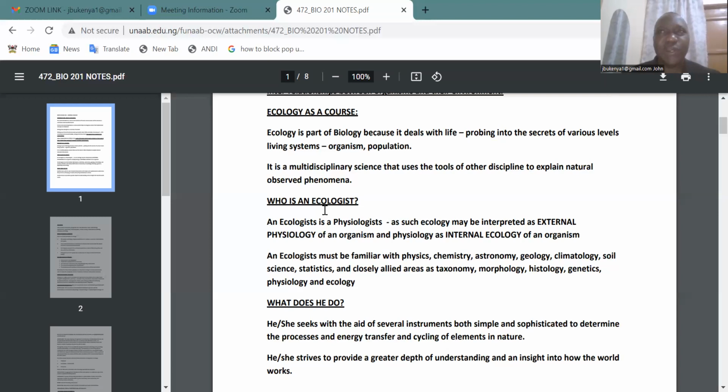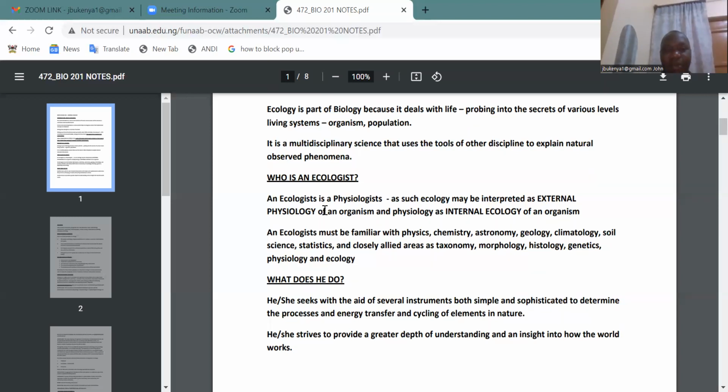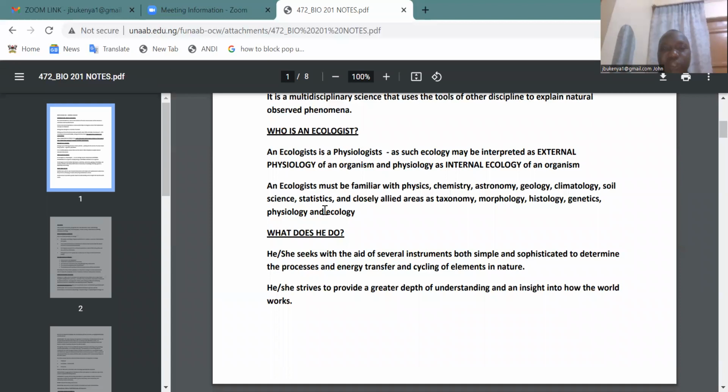So I'm trying to show you that we have different types of ecology. We can have evolutionary ecology, behavioral ecology, conservation ecology, and physiological ecology, like I've just shared with you. In other words, ecologists need to be familiar with the knowledge from other branches of science, from other branches of biology, to be able to explain or describe ecological phenomena.